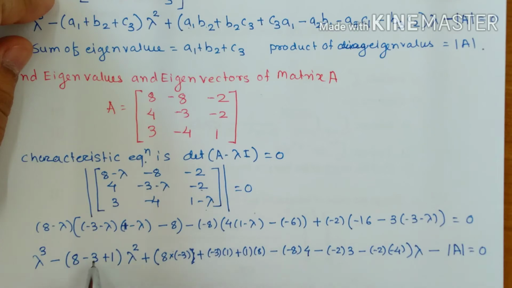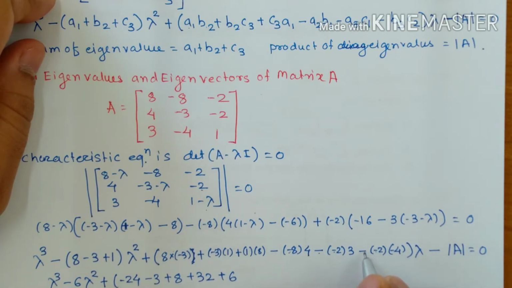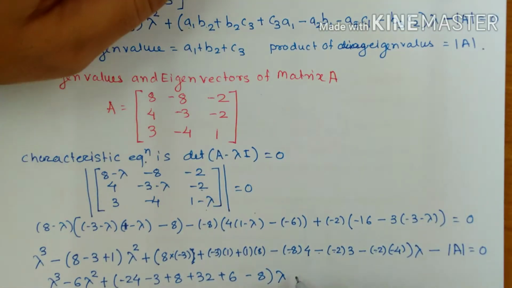Okay. So 8 minus 3, that is 5, 5 plus 1, that is 6. So we have lambda cube minus 6 lambda square plus (8 3s are 24, but there is a minus sign, so minus 24, minus 3 plus 8; this 8 4s are 32, and this minus sign and this minus become plus; 2 3s are 6, minus becomes minus) that gives minus 8 into lambda minus determinant of A.